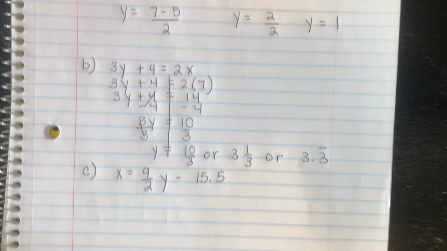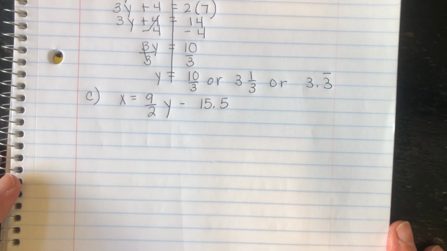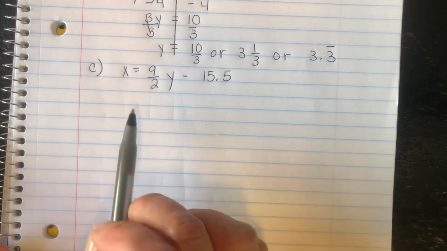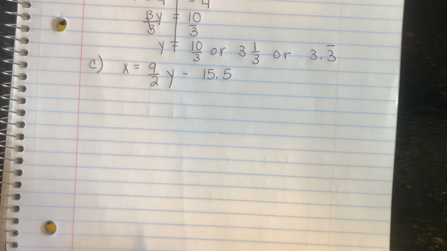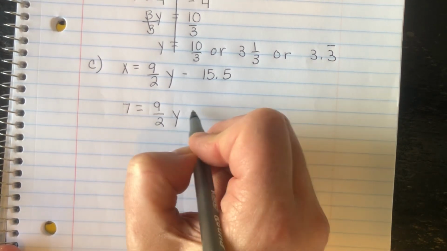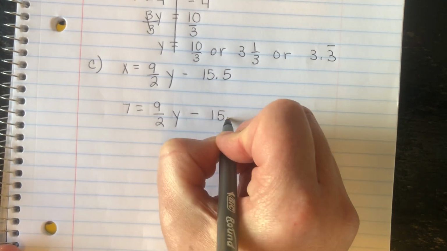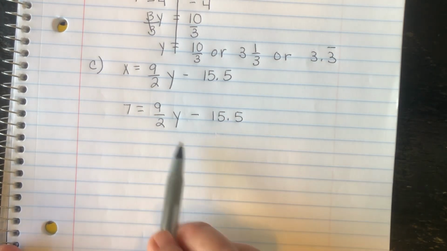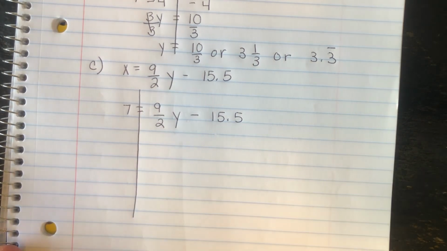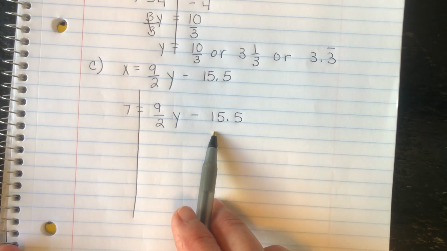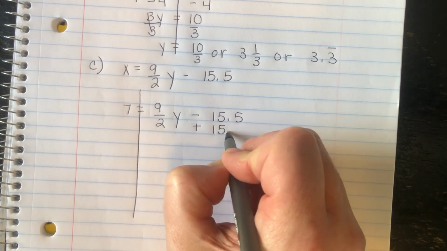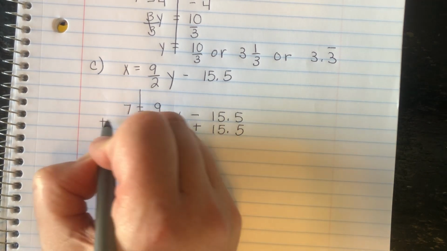Okay? Example C, x is still going to equal 7. So again, I'm going to replace x with 7. 7 equals 9 halves y minus 15.5. I still want to get this y by itself. So I'm going to split my equation through the equal sign, and I want to try to get rid of this 15.5 first. So what I'm going to do is add 15.5 on both sides.